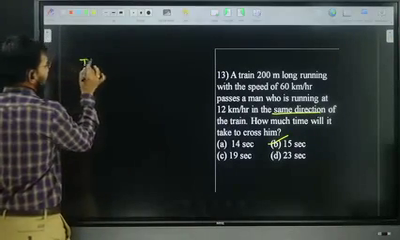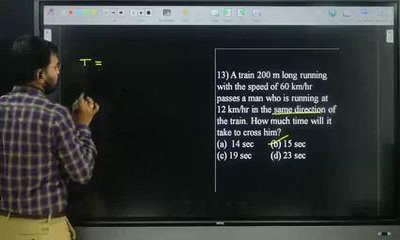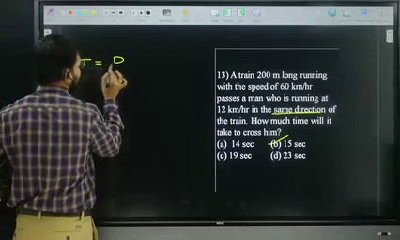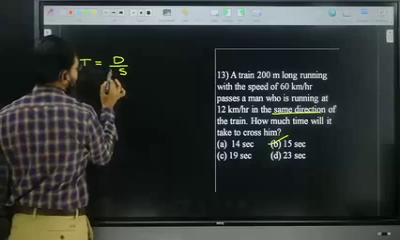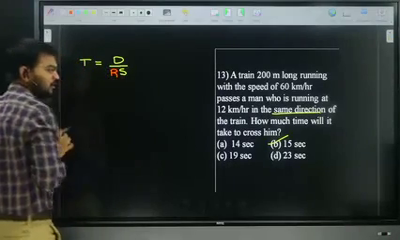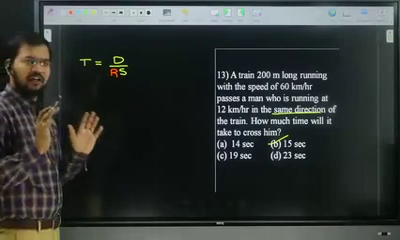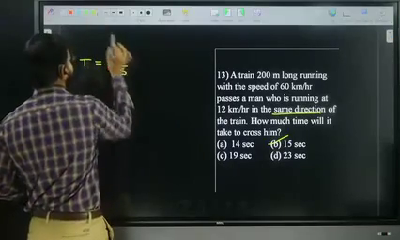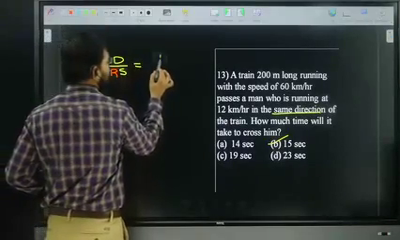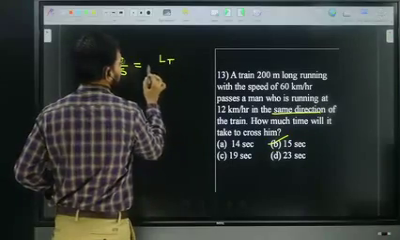They're asking time, and time is equal to distance divided by speed. But here, the speed we need to take is the relative speed. Why am I taking relative speed? The man is in motion, and the train is in motion. Look at me, all of you. Here, the distance is the length of the train itself. I already told you very clearly.